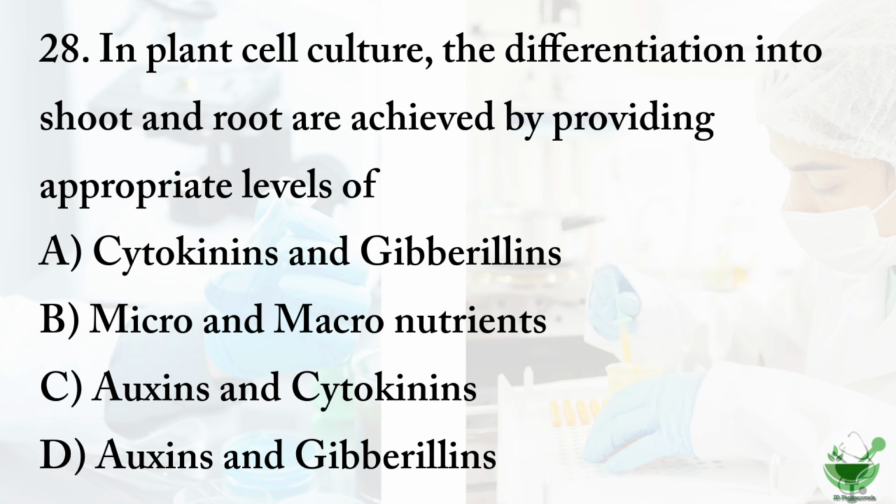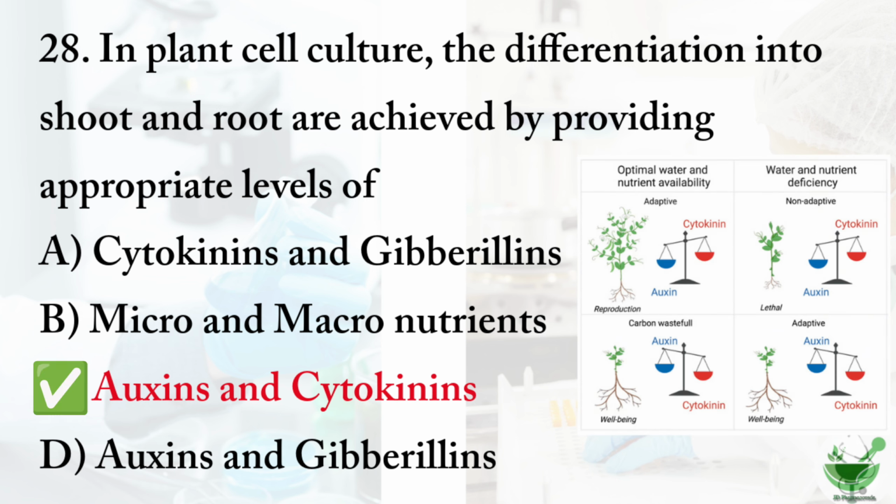Then question number 28. In plant cell culture, the differentiation into shoot and root is achieved by providing appropriate levels of option A, cytokinins and gibberellins. Option B, micro and macronutrients. Option C, auxins and cytokinins. Option D, auxins and gibberellins. The correct option is option C, auxins and cytokinins. Auxins induce the shoot formation. Cytokinins can also induce shoot and root formation.